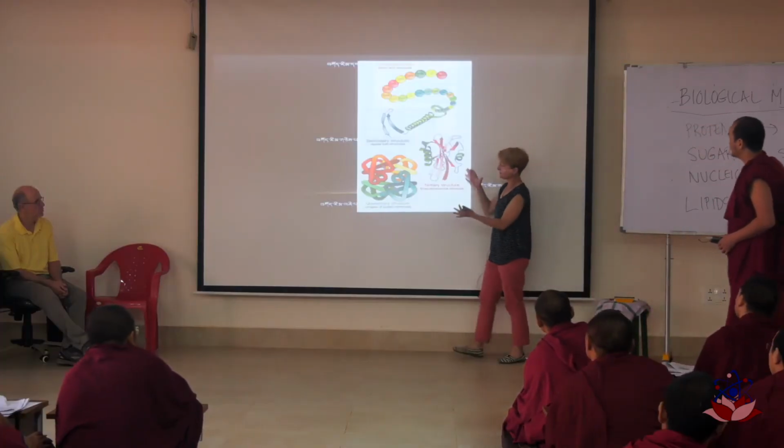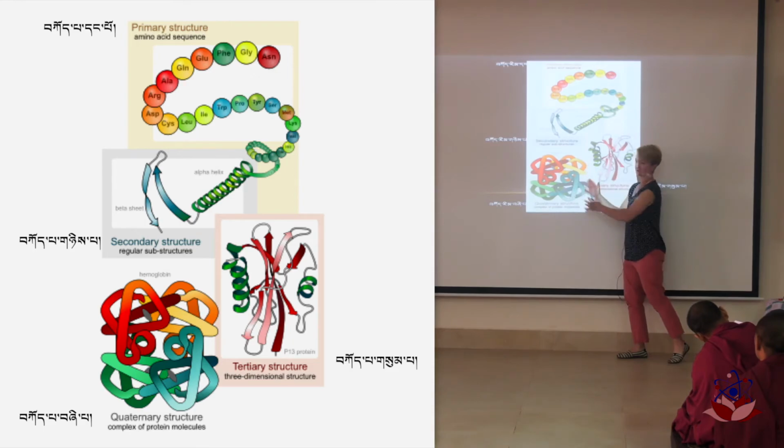So hemoglobin is a very large protein that has a complex three-dimensional shape.